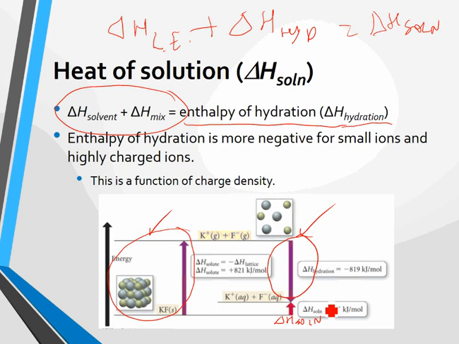Okay. So it states here enthalpy of hydration is more negative for small ions and highly charged ions. This is a function of charge density. It's also expressed well in Coulombic attractions, Coulomb's formula and Coulombic attraction.